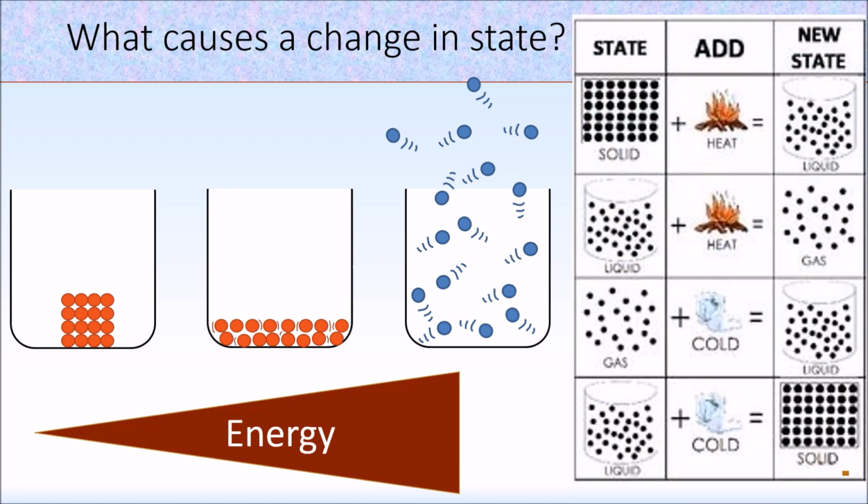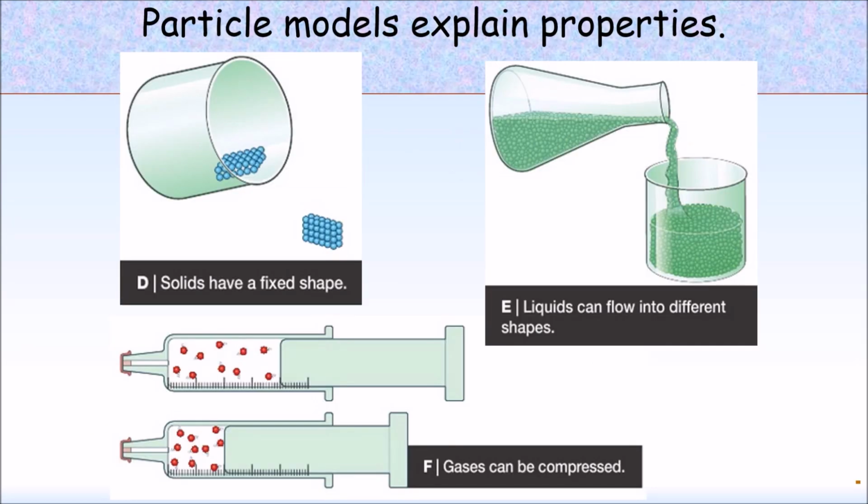If you look at the table on the right hand side, if you've got something that is a solid, you heat it up, it turns into a liquid. A liquid plus heat turns it into a gas. If you've got a gas and you reduce the temperature, it turns into a liquid. And if you've got a liquid and you reduce the temperature even further, you can turn it into a solid. Particle models explain properties. They explain why solids have a fixed shape, liquids can flow into different shapes, and why gases can be compressed.